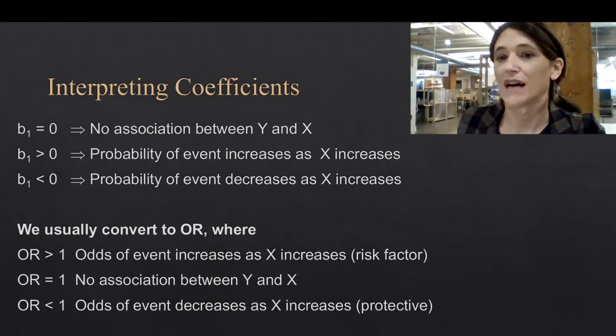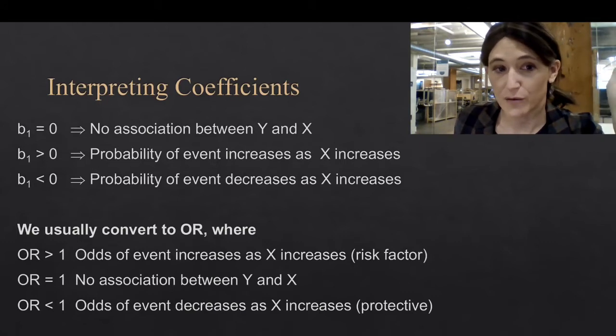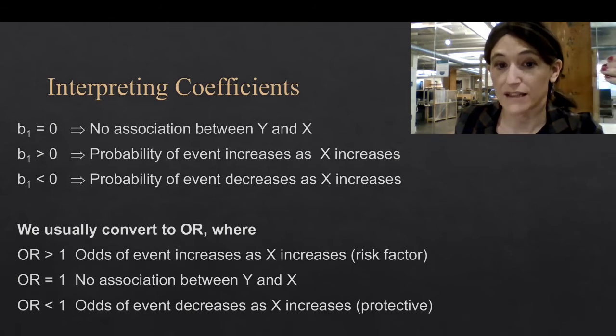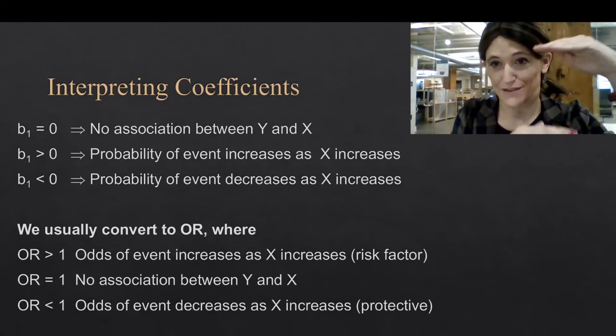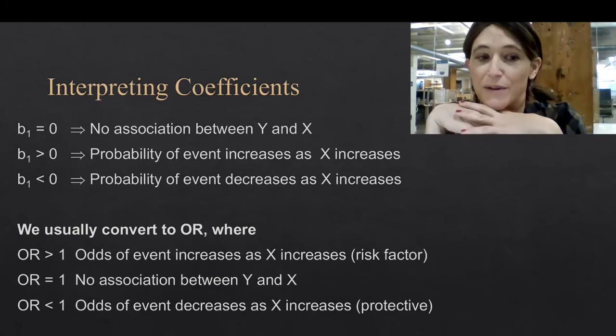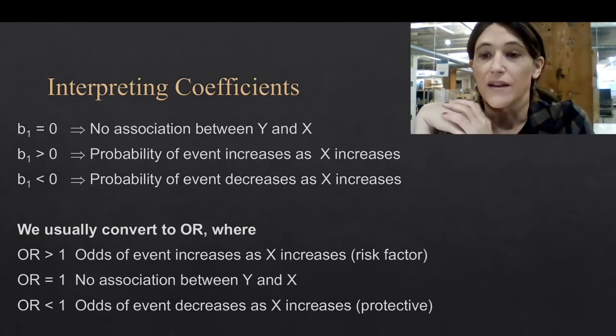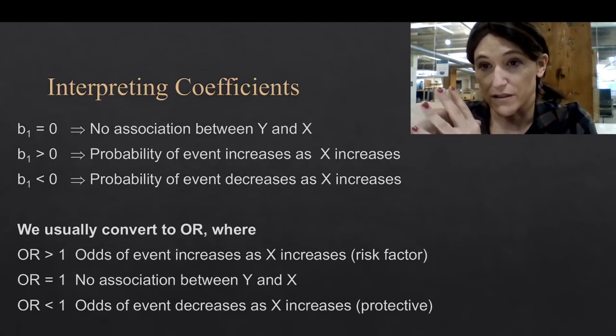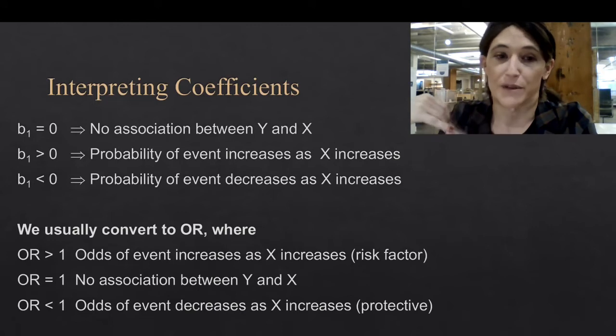But when we convert it to an odds ratio, we have to be mindful of how odds ratios work. An odds ratio greater than 1 suggests a risk factor, or increased odds of the event happening. An odds ratio of 1 equals no association between Y and X. The odds are even: the same value divided by the same value equals 1. And an odds ratio of less than 1 decreases the likelihood of the outcome, and we call that a protective factor.